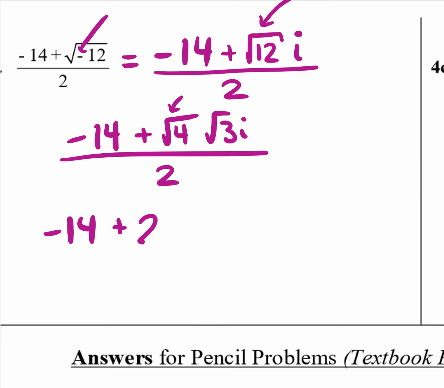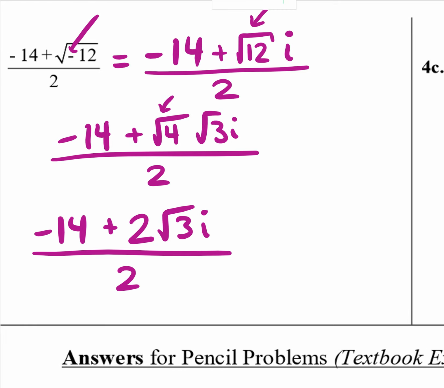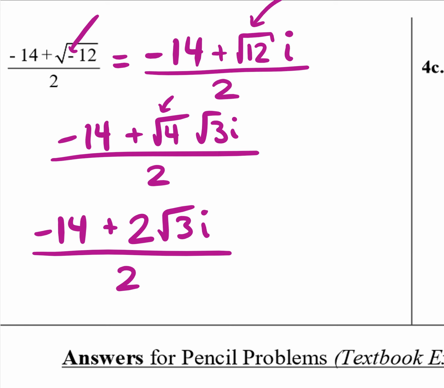So I'm just going to replace that square root of 4 with 2. There is no square root of 3, so that has to stay as is, and then the i, all over 2. And at this point, this is back to where we had one big denominator. We want to split this into 2 fractions to simplify.